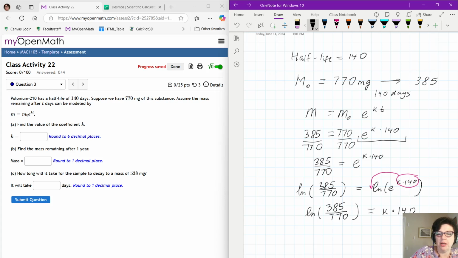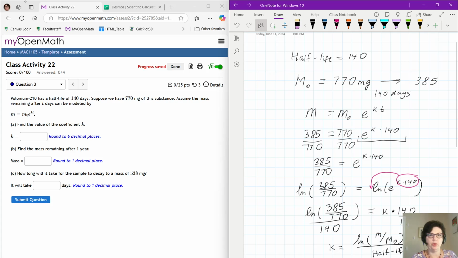Finally, the last step in solving for the growth constant is to divide by 140, which was the half-life. So we have the formula for K, the growth constant, is the log of 385, which is the new amount, divided by the original amount, and then that whole thing is divided by the half-life. So that's the formula for the growth constant.